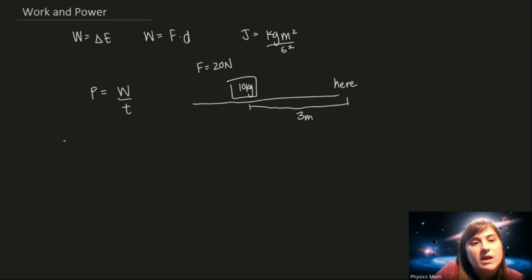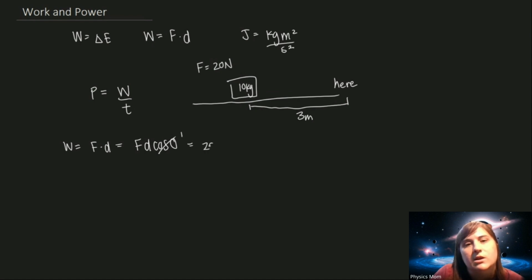So that would mean our work was equal to F dot D, which was force times distance times the cosine of the angle. In that case, I'm pushing in the direction of the motion, so the cosine is just 1. So it was the force times the distance. That was 20 newtons, and the 3 meters is the distance it went. I got 60 joules, so 60 joules of work put into the system.